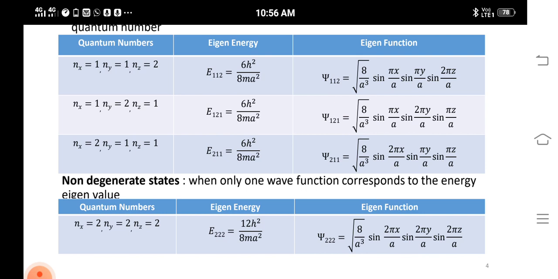From that we can see that for the quantum numbers nx is 1, ny is 1, nz is 1, or nx is 2, ny is 2 and nz is also 2, we get a single eigen energy and a single eigenfunction. If the eigen energy is the same but the eigenfunction is different, then we call that a degenerate state. If not, that is, if the eigen energy and eigenfunction both are the same for the quantum numbers, that is a non-degenerate state. Thank you.